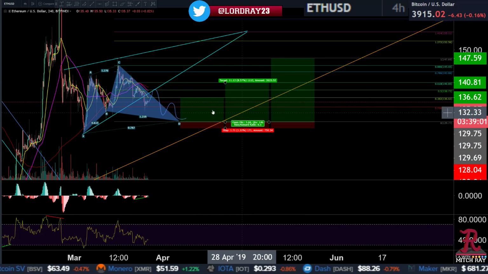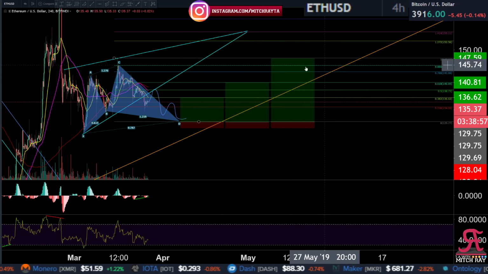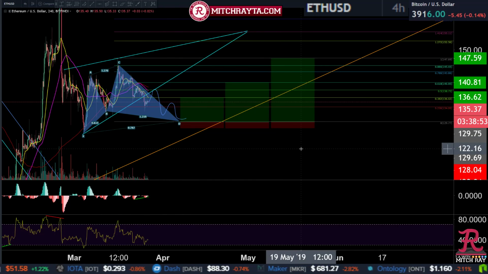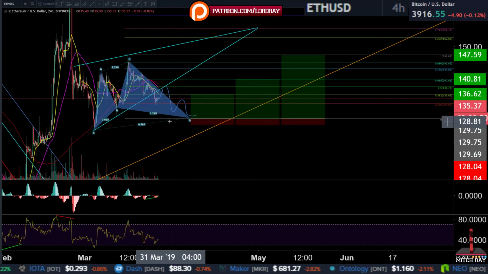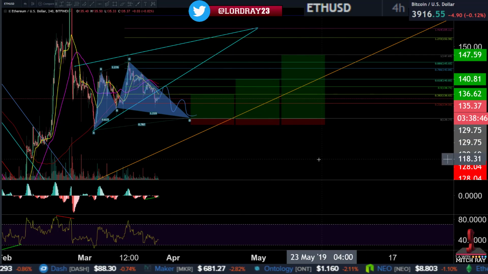But here you go. First target is 382. Second target is 618. Third target, windfall, 100% retrace, all right? That's the top of the pattern itself. So if we ever got down there, taking entry around 130, hey, seemed like it'd be pretty low risk.